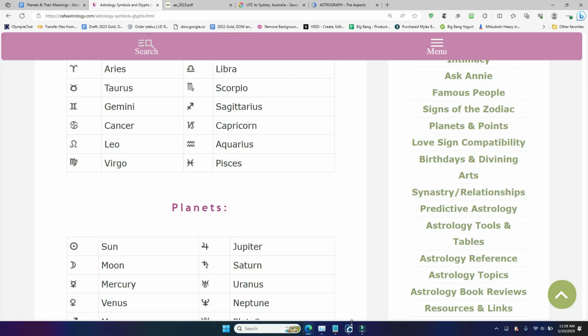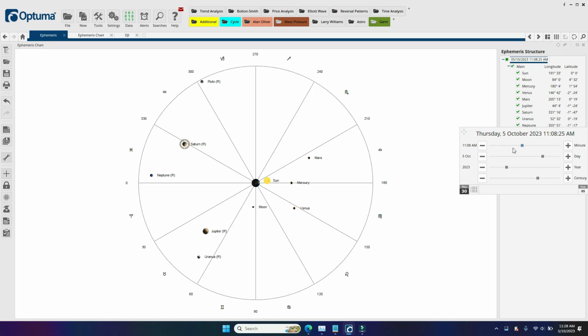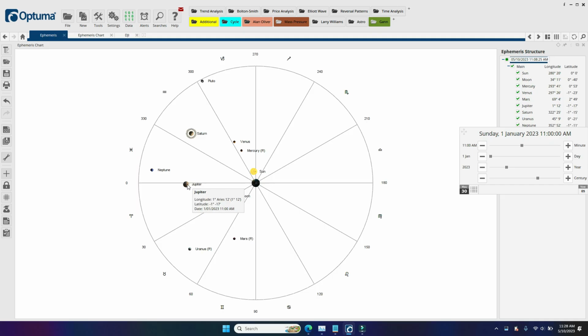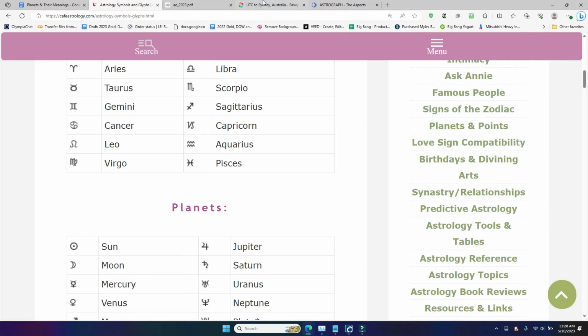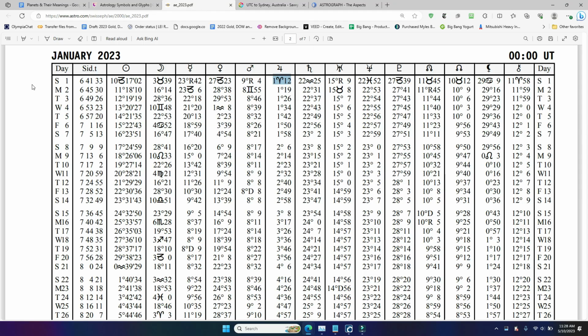And now if we go back to our chart here, sorry, our live ephemeris, we'll take this back to January 1. Set this to 11 a.m. So January 1, we were looking for Jupiter, and we can see that Jupiter has just entered the new sign of Aries. Okay, so that is pretty much what that is telling us here. Jupiter is now on Sunday the 1st at 1 degree 12 Aries.